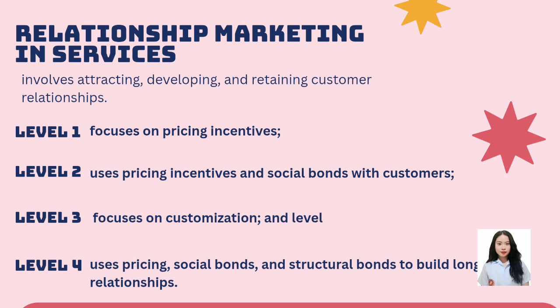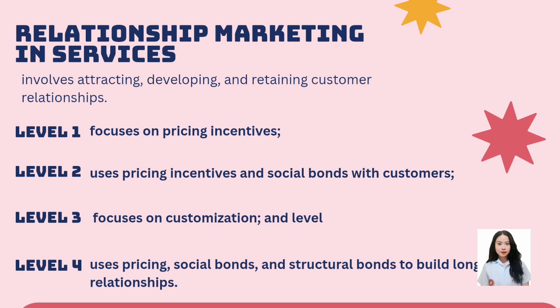The 4 levels of relationship marketing. Level 1 is pricing incentives, the simplest form of relationship marketing. Companies attract customers by offering discounts, coupons, loyalty points, or deals. For example, a coffee shop offering a buy 5 coffees get 1 free card. The main goal is to encourage short-term, repeat purchases by giving customers financial rewards.